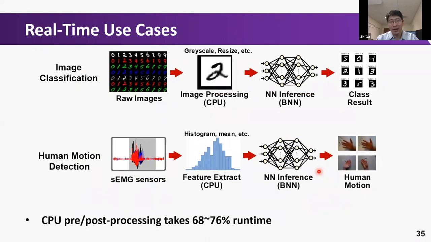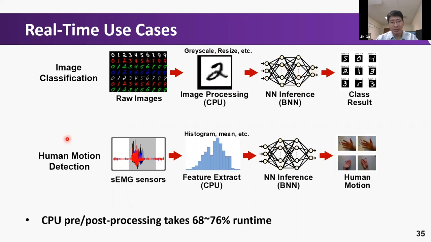We demonstrated that using two cases, both very simple but suitable for real-time application. One is image classification, where we use the MNIST database. You still have to do a certain amount of pre-processing with the CPU, such as resizing the picture, normalization of the pixels, and filtering of the images. That's done by the CPU, and then we pass it into the BN to do the inference.